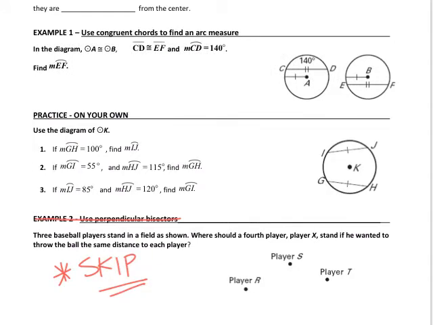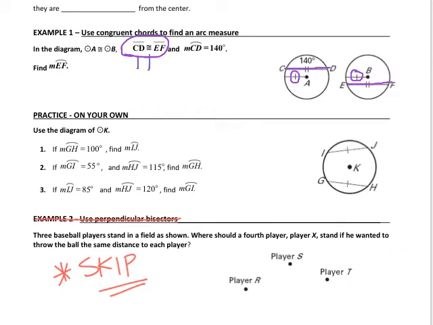Look at the diagram, please. It says that in the diagram, circle A is congruent to circle B. I can tell that that's the case because I see a congruent marking on the radii. Each radius has a single tick mark, which means that circle A is congruent to circle B. The information we're given also says that chord CD is congruent to chord EF. Here's chord EF, it has 2 tick marks on it. Here's chord CD, it has 2 tick marks on it.